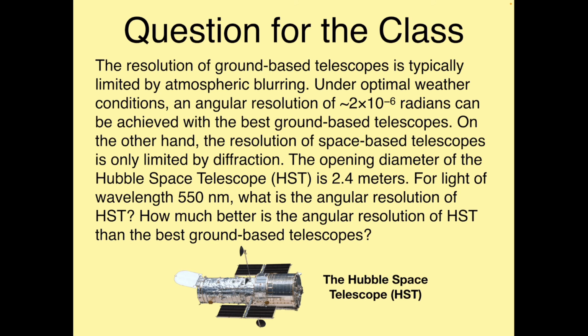So the opening diameter of the Hubble Space Telescope is 2.4 meters. For light with a wavelength of 550 nanometers, what is the angular resolution of the Hubble Space Telescope? And as a follow-up, how much better is that angular resolution compared to the best ground-based telescopes? So pause the video, try to work this out, and then we'll go through it together.